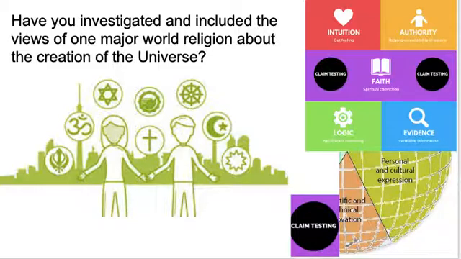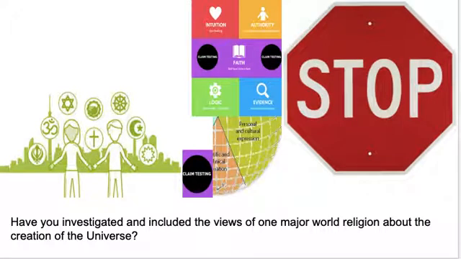The next section asks you to investigate and include the views of one major world religion about the creation of the universe. Here, you should refer directly to at least one claims tester. If you can use 2 or more claims testers, a higher level student will show how these 2 or 3 claims testers work together to make the way of knowing stronger. You should not simply describe what the religion says about the creation of the universe. This will give you only a lower level answer. Stop the video now. Have you investigated and included the views of one major world religion about the creation of the universe? Stop the video now and check your work.